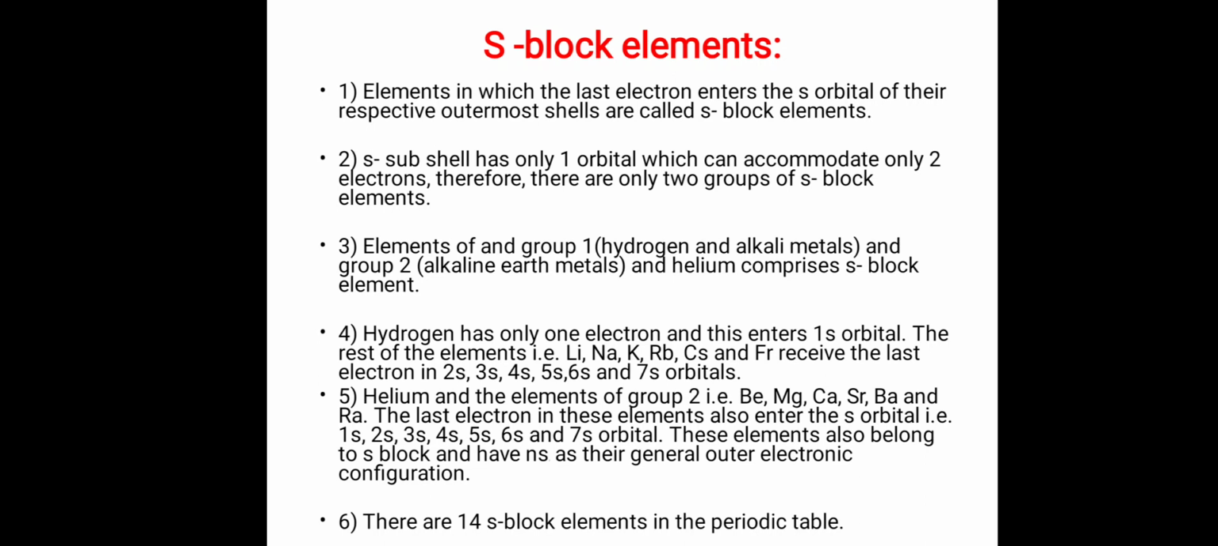Helium and the elements of group 2, that is the alkaline earth metals beryllium, magnesium, calcium, strontium, barium and radium: the last electron in these elements also enters the s orbital, that is 1s2, 2s2, 3s2, 4s2, 5s2, 6s2 and 7s2. These elements also belong to s block elements. There are 14 s block elements in the periodic table.